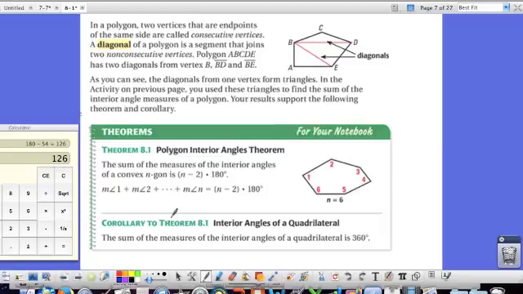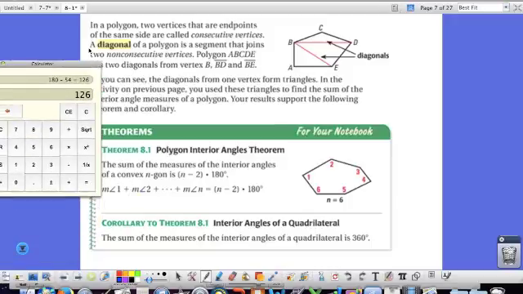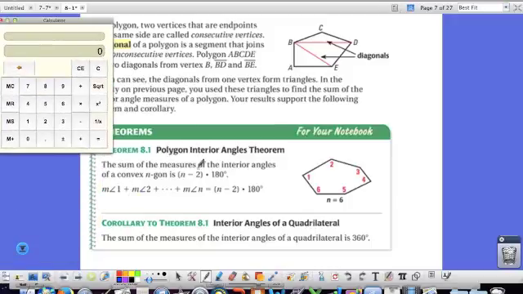The corollary to this is that the sum of the measures of the interior angles of a quadrilateral is 360. We'll use that a lot. You just know that it's 360. Triangle, you just know, is 180. But if you look at a triangle, it actually does follow this same formula. There are 3 sides in a triangle. 3 minus 2 is 1. And 1 times 180 is 180.